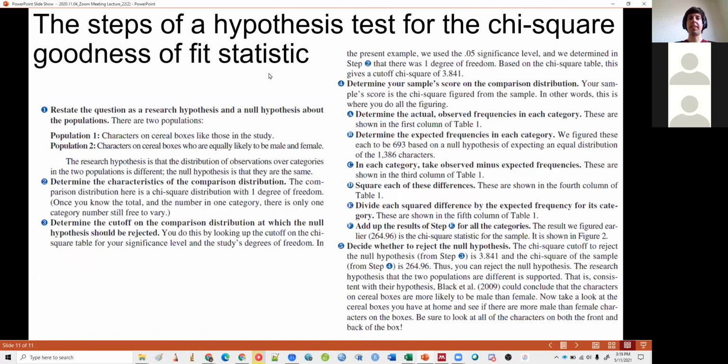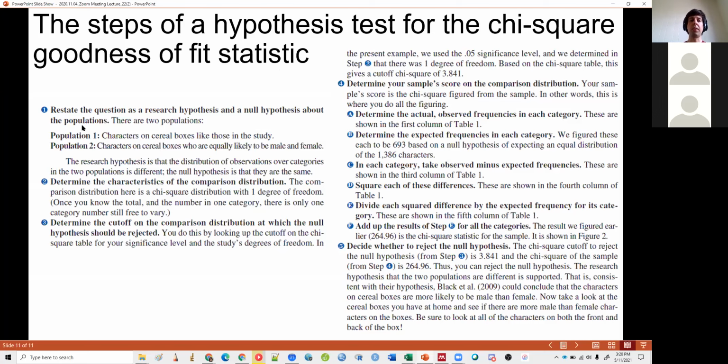So there's a step-by-step procedure for the hypothesis test of the chi-square goodness of fit statistic. This kind of chi-square test, where you have just one variable, is called a chi-square goodness of fit test. There's another kind of chi-square test that we'll touch on, but the goodness of fit test is a very, very common one.